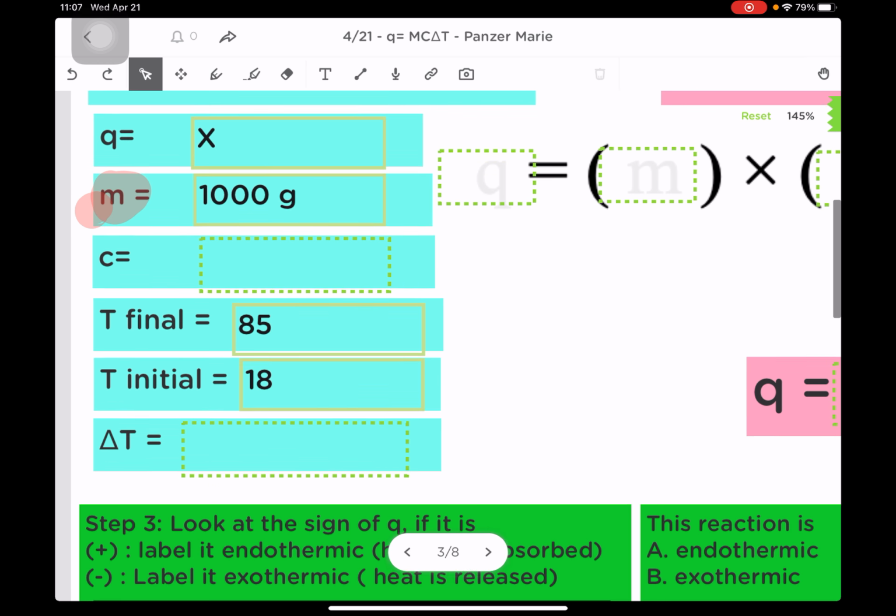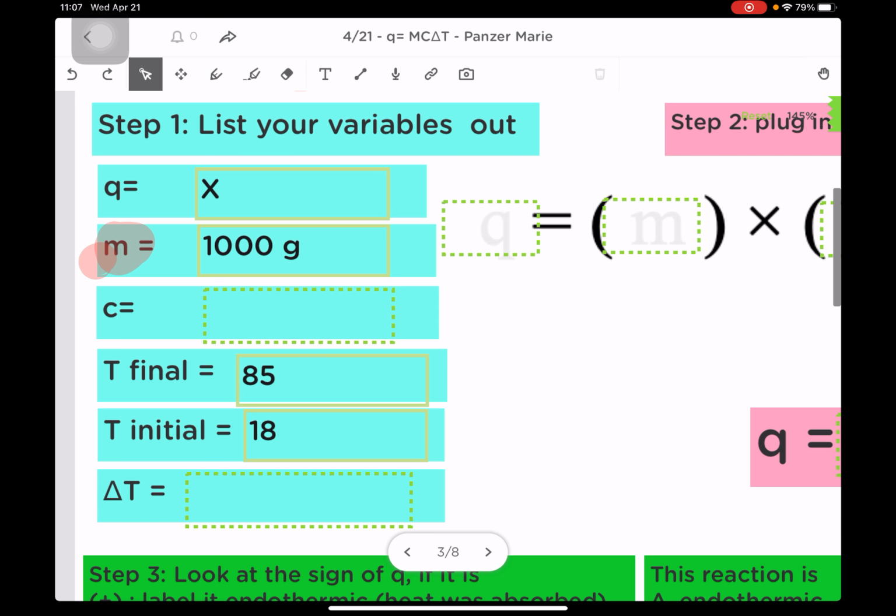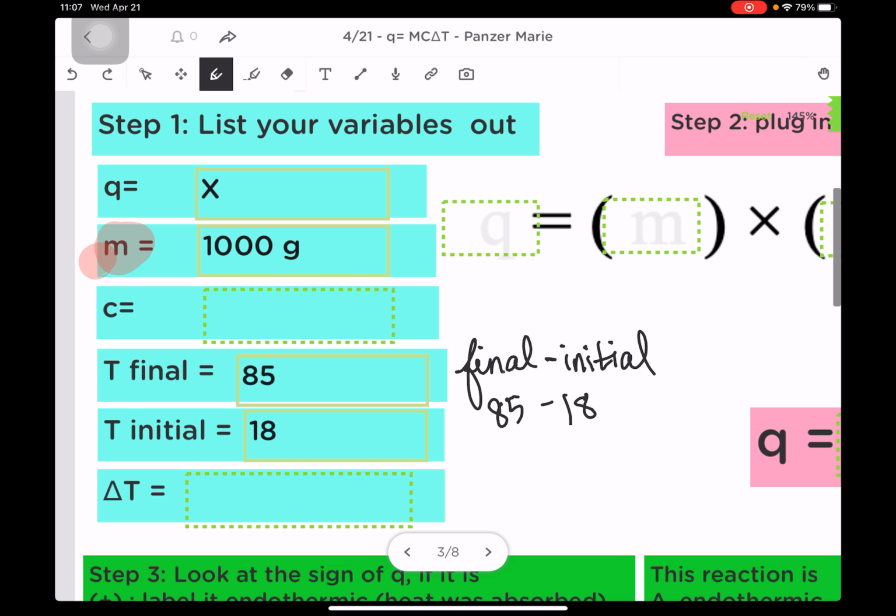Okay, and then how do I find the change? What's the change in temperature? So change is always final minus initial. So my final temperature is 85, my initial temperature is 18, and that's going to give me, wrong, it is not going to give me 20 anything, it's going to give me 67.